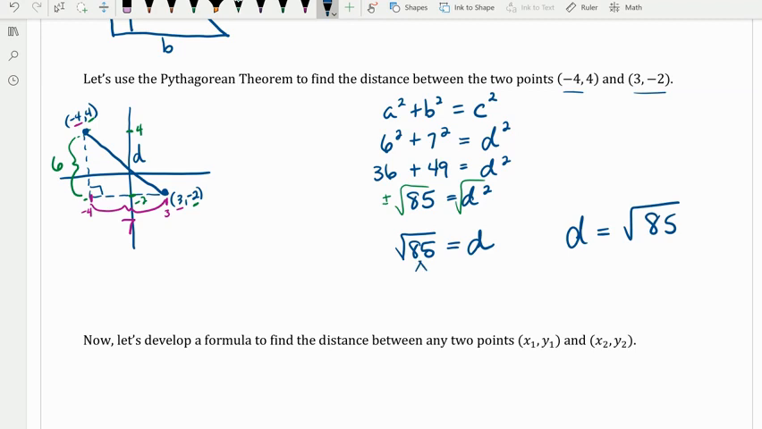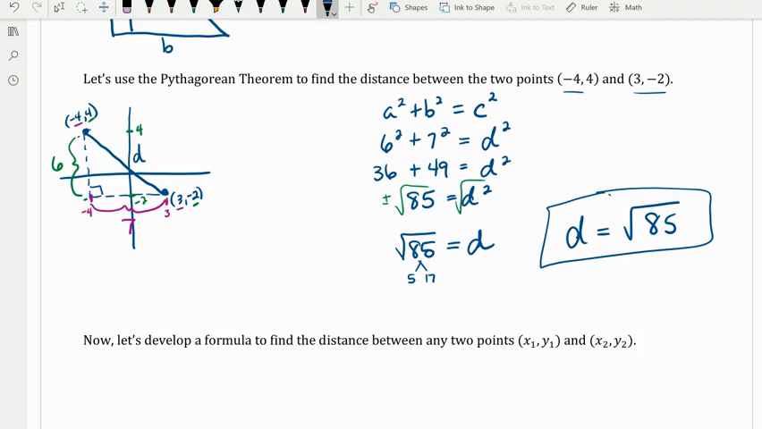85, if I break that down, that's 5 and 17. So it doesn't break down to where I can simplify it. So I can just say the distance between those 2 points is the square root of 85. Ta-da, right? Now, we can actually take this process and generalize it to make it work for any situation.